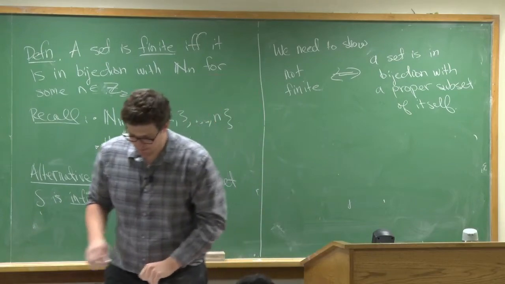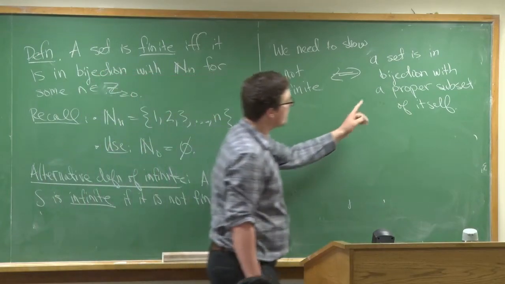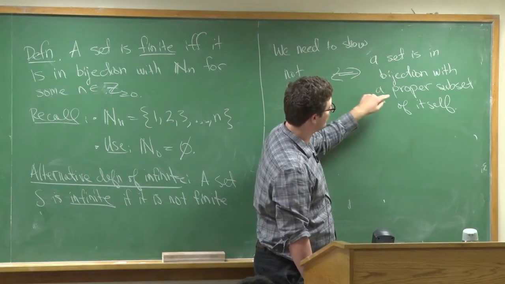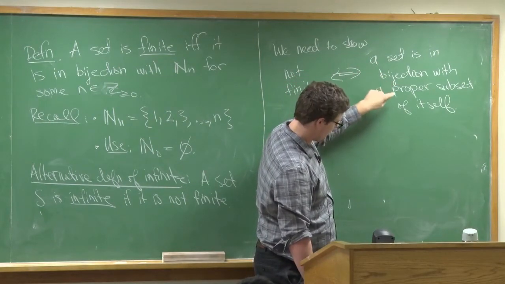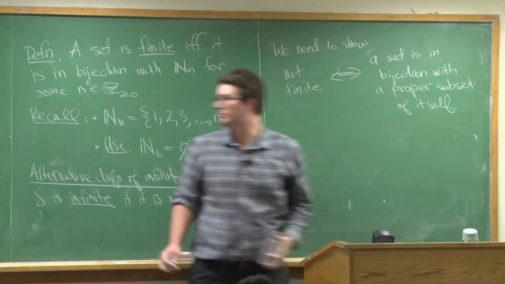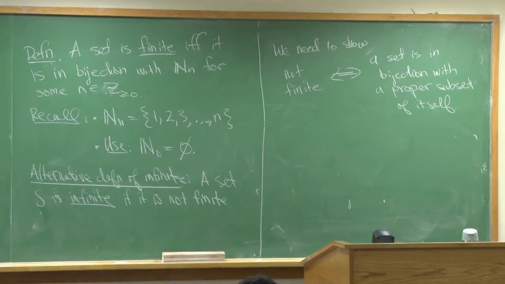Okay, and then a way to show that finite sets aren't in bijection with a proper subset of themselves is you have to talk about things like the pigeonhole principle. Okay, so let me just say what the pigeonhole principle is.